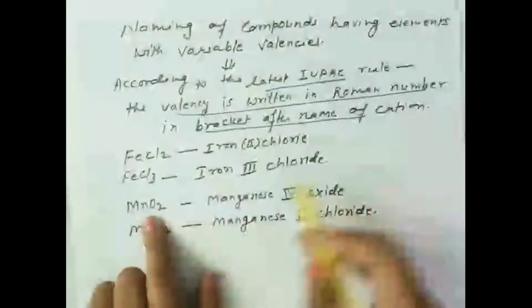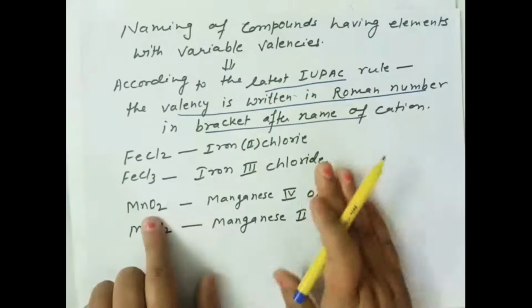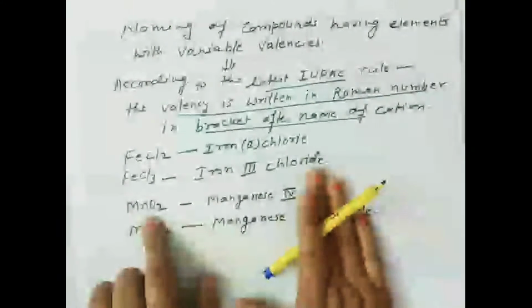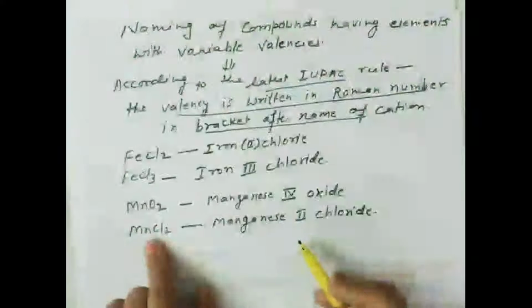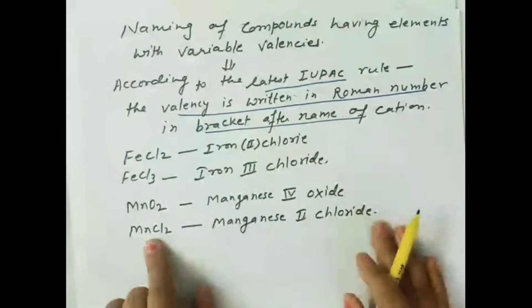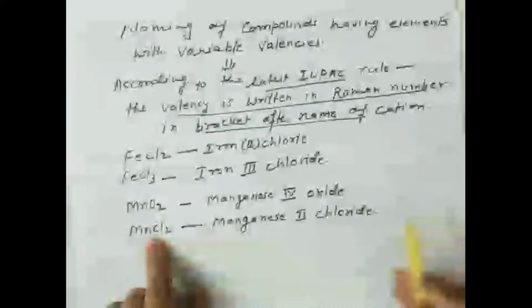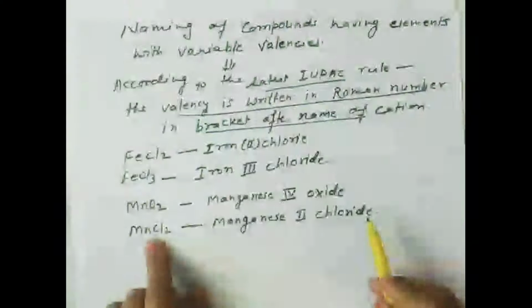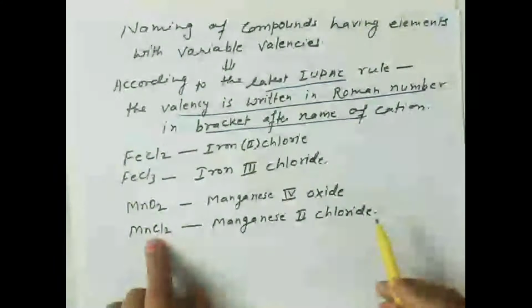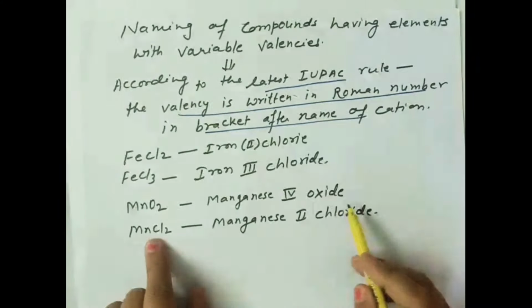MnO2 means manganese 4 oxide. It means the valency of manganese is 4. MnCl2 means manganese 2 chloride. It means the valency of manganese in this compound is 2. So for a compound having variable valency, according to the latest rule, the valency is written in a Roman number in brackets after the name of the cation.